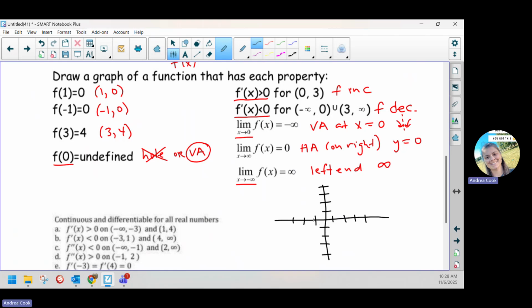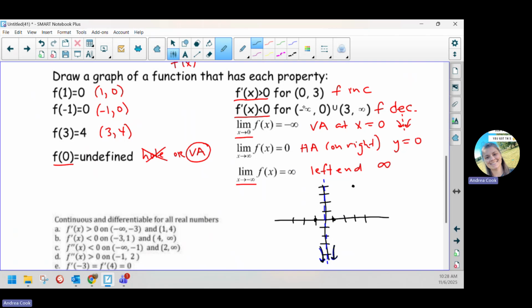And I have the points (1, 0), (-1, 0), and (3, 4). And then I have that vertical asymptote at 0. So let's put that in. And I also know that my ends are going down here and down here. Change that color.